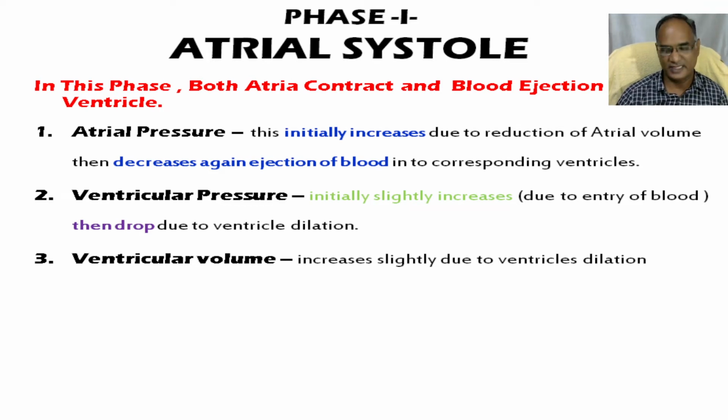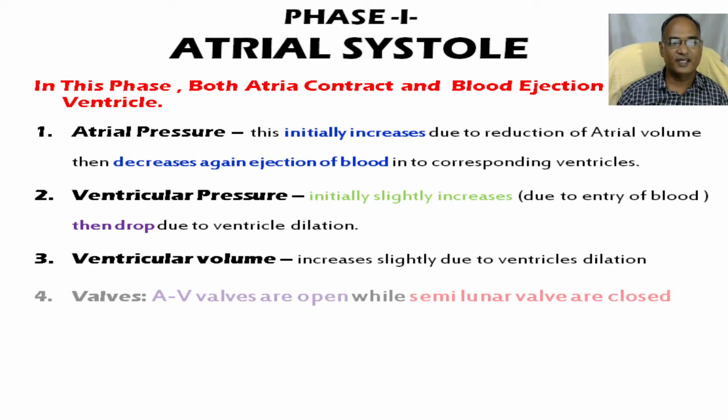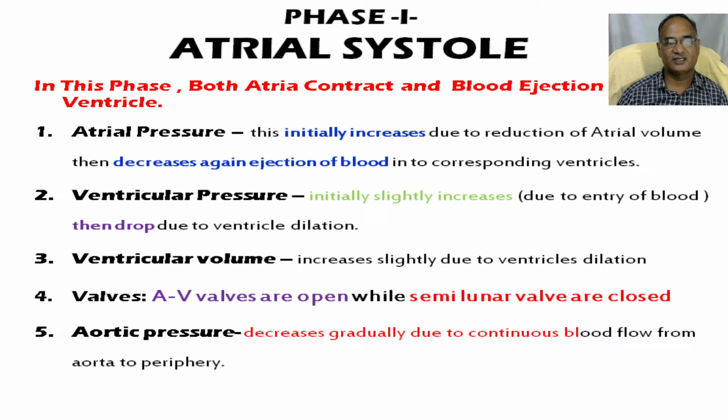So pressure also slightly increased. And the fourth one is AV valves are open while semilunar valves are closed. When atrial pressure is greater than the ventricular pressure, the AV valve automatically opens, and the semilunar valves are closed. So aortic pressure in the systemic circulation is decreased due to continuous blood flow from the aorta to the periphery.